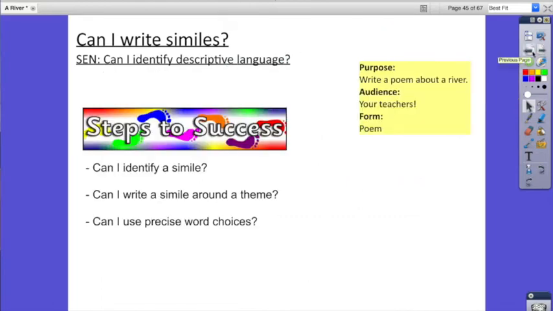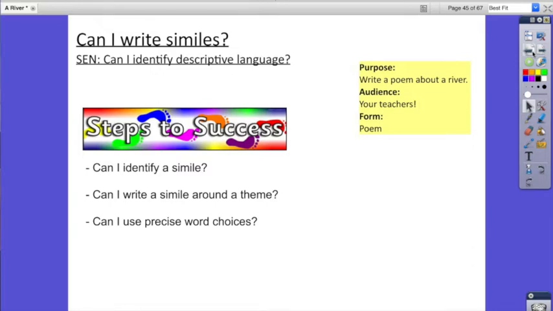So hopefully you are able today to write some similes. Remember that a simile compares one thing to another using like a or as a. You've got some images to inspire you. You've got a thesaurus to help you uplevel your words.